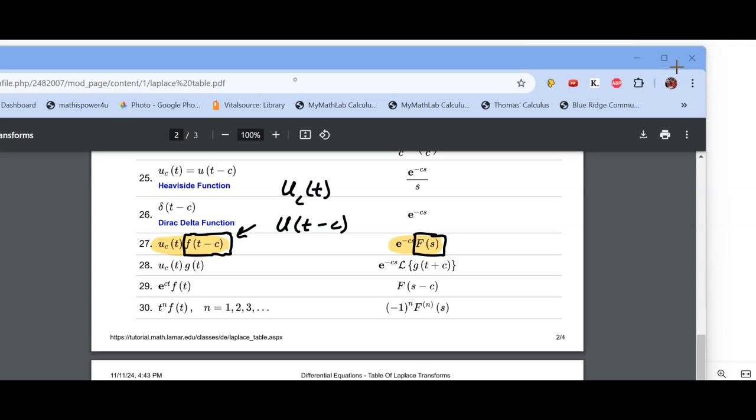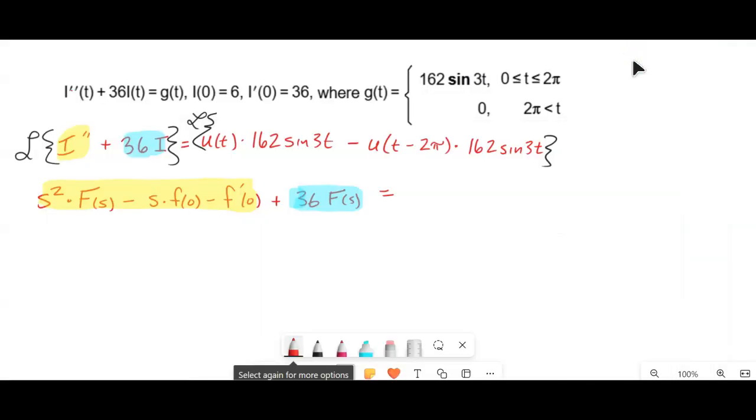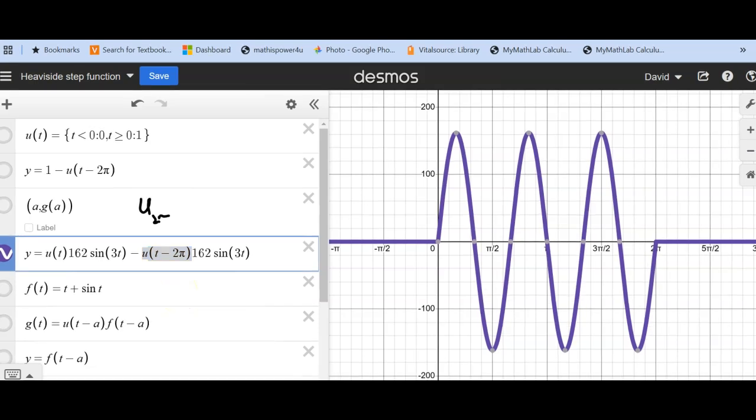So that's the way we're writing it with Desmos, because we have to write it that way for Desmos to understand what we mean by something like this. So that is another way to write u of 2 pi of t. That's the way it's written in the table. That's the way we would write it with Desmos. It's just, this is your shift, if you will.